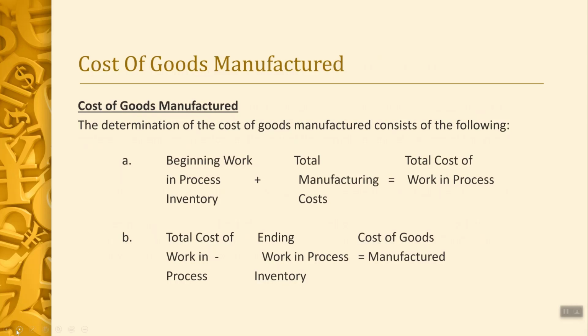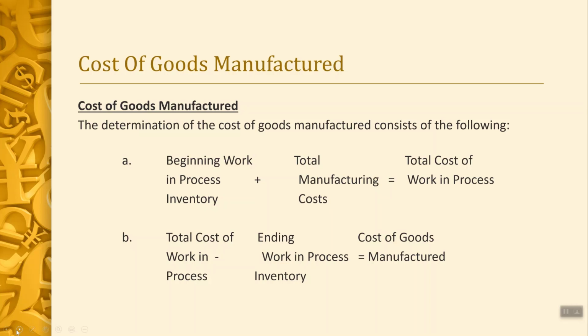Now, cost of goods manufactured. I want us to pay a little bit of attention here. On the other slide, we added the beginning finished goods inventory to the cost of goods manufactured. And I mentioned that we were going to learn how to compute the cost of goods manufactured. I'm going to explain this using an example. Hopefully that helps you to understand it better.